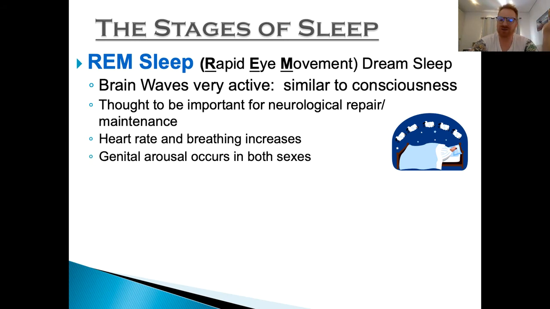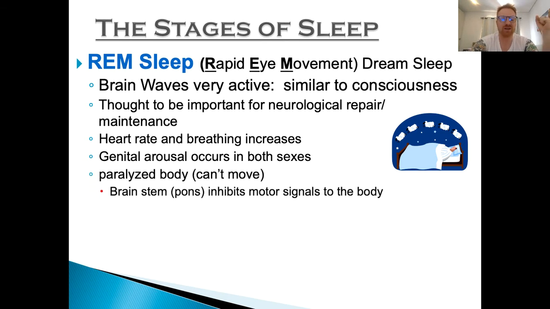So we have genital arousal that happens in both sexes. So while you're sleeping, men will often get an erection, and women will obviously get aroused as well. It doesn't mean that they're dreaming about sex particularly. They might be, but the idea is that it's just arousing the body. It's a natural autonomic sympathetic system where it just arouses your body and it arouses you in that way as well.